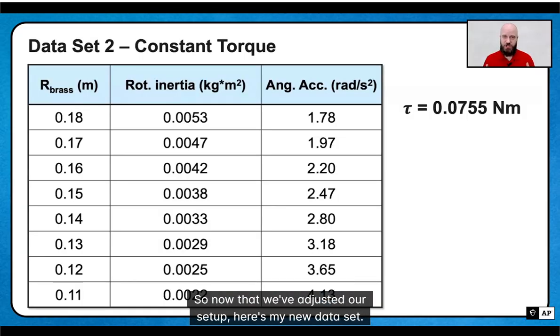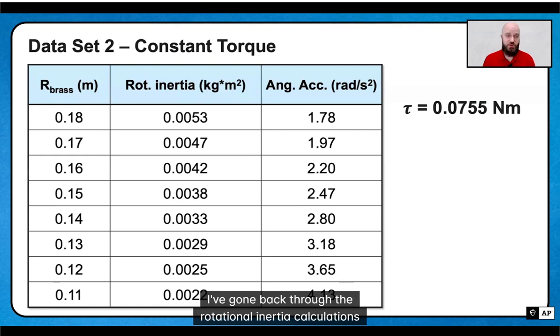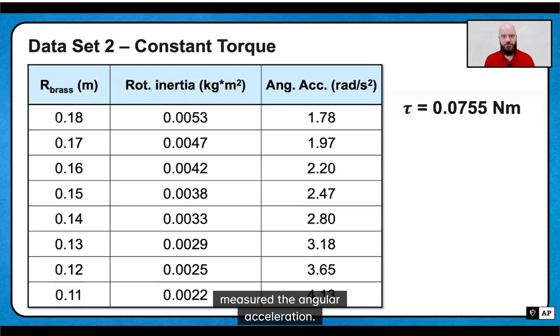So now that we've adjusted our setup, here's my new data set. You can see along the left side of the chart that I have taken my brass masses and incrementally brought them in about 1 centimeter at a time towards the axis of rotation. I've gone back through the rotational inertia calculations that I showed previously, and then I've measured the angular acceleration. All of this while always providing the same or constant torque to the system.